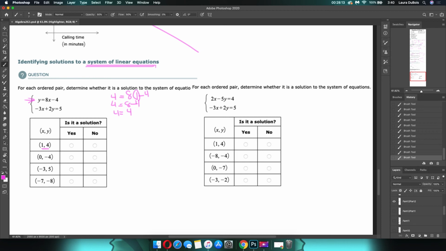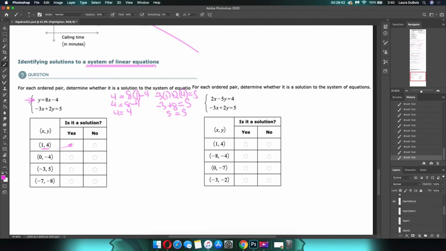Let's double check. Now we've got to plug it into the other one. So negative 3 times 1 plus 2 times 4 equals 5. Is that true once my computer catches up? Let's see here. Negative 3 plus 8 equals 5. And yes, 5 equals 5. So this one, once my computer catches up, is a yes. Now we just gotta wait. Oh, it's done. Okay. So next up, what do we have?